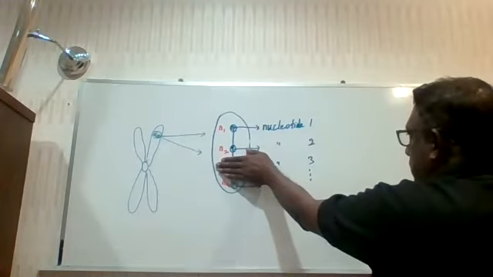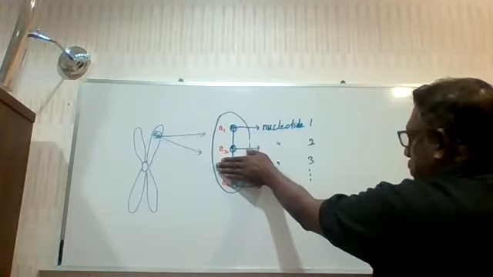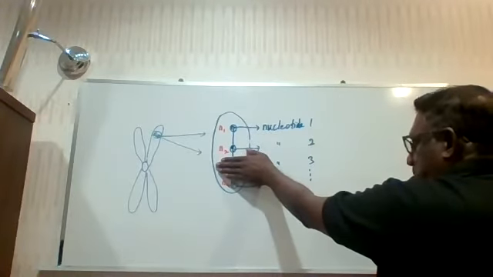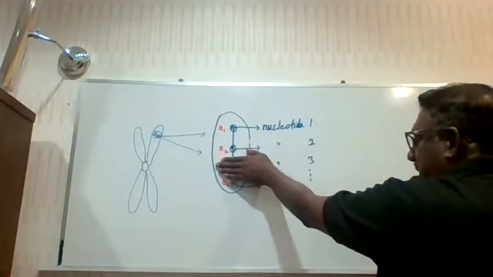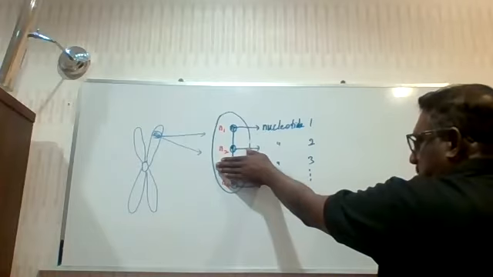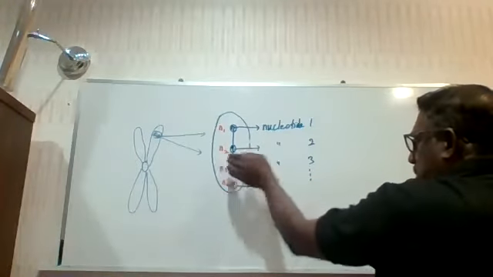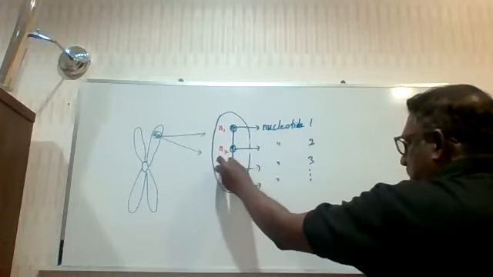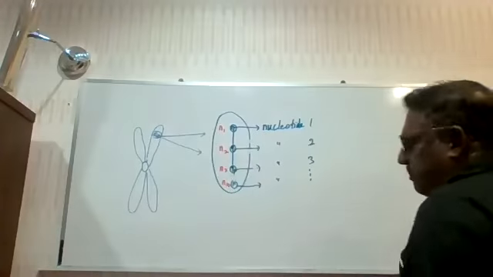Then somehow something occurred. Usually mutations are caused by harmful radiation such as X-ray, gamma ray, or exposure to carcinogenic substances. So let's say this person is exposed to one of these, either the harmful radiation or carcinogenic substances, and as a result, this nitrogenous base has been deleted.